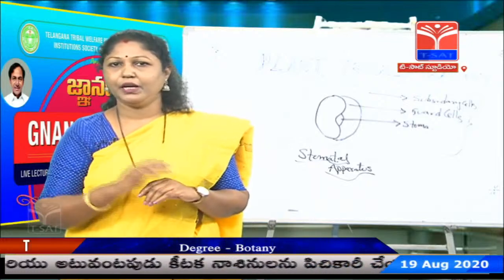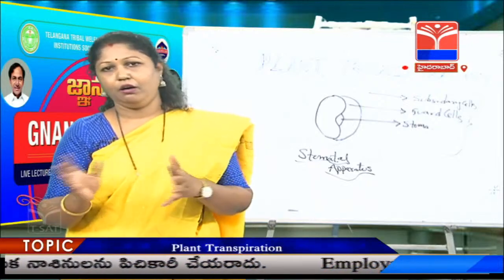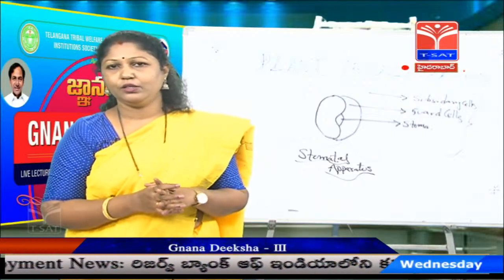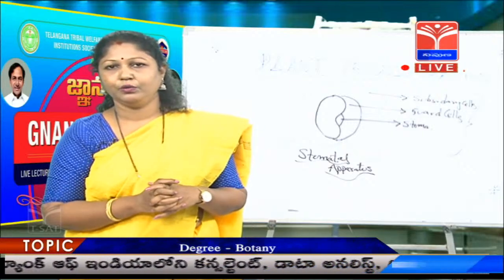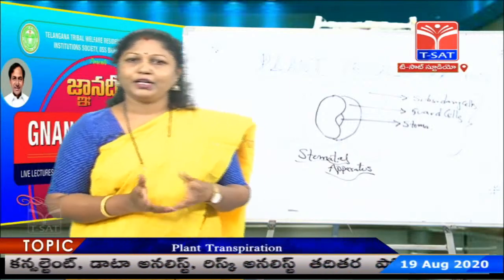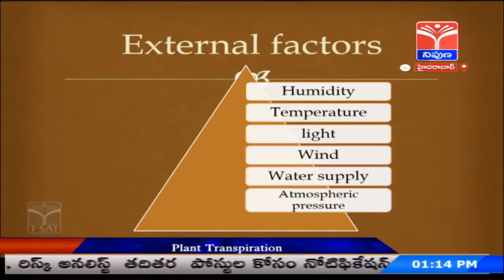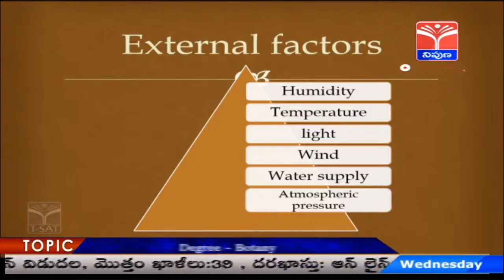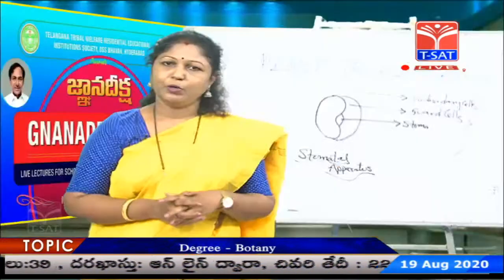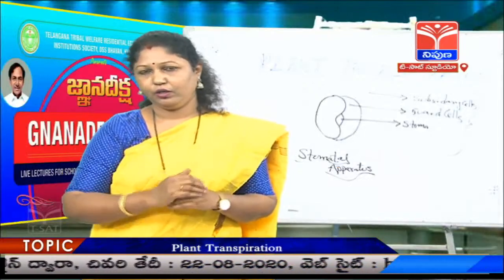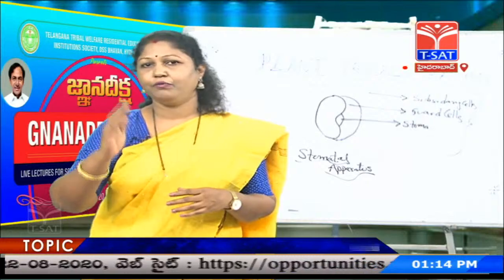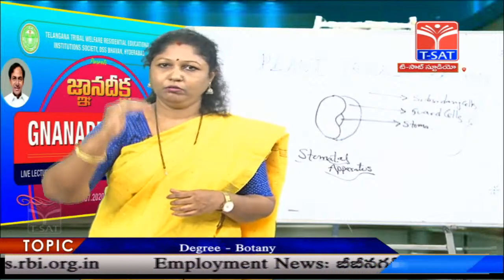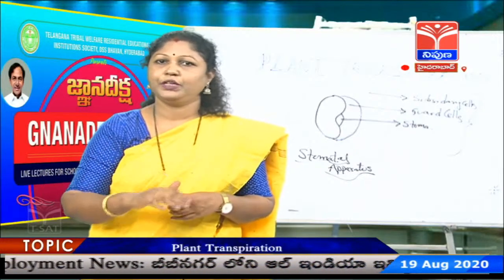If it is a gentle breeze, it does not affect much, but in high-velocity winds this boundary layer is completely destroyed and it leads to changes in the transpiration rate. Now, water supply: we know that without water, transpiration does not occur at all, isn't it? So, depending upon the water supply, the rate of transpiration can increase or decrease. And atmospheric pressure: if it is a particular plant whose height is going up constantly, we find that as the plant reaches greater heights, the rate of transpiration goes down.